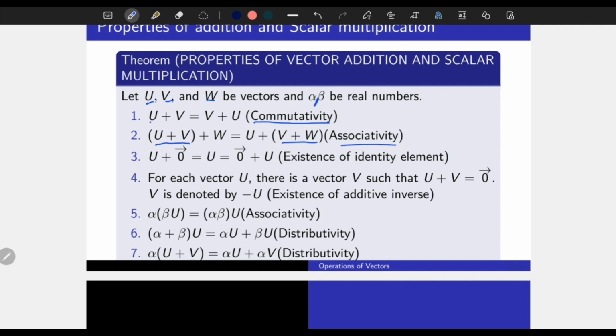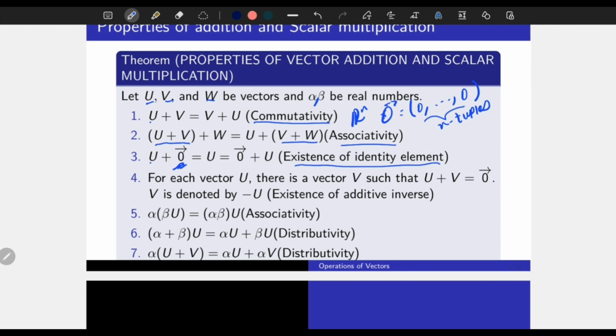The third one is when you have a vector u and the zero vector. Here the zero vector, for instance in Rn, is represented by 0, 0, ..., 0, n times. So these are n-tuples. Adding 0 to any vector gives you the vector itself. We call this property the existence of identity.